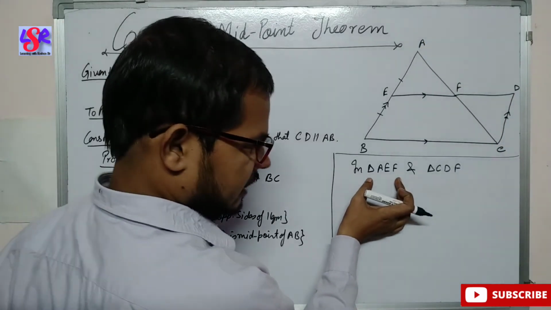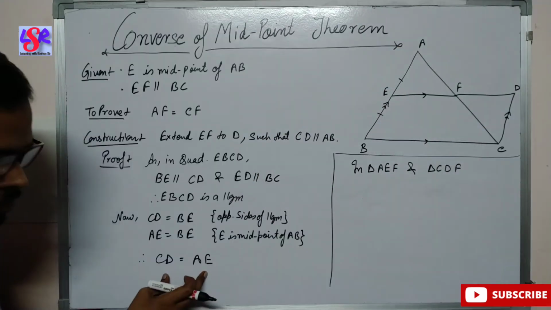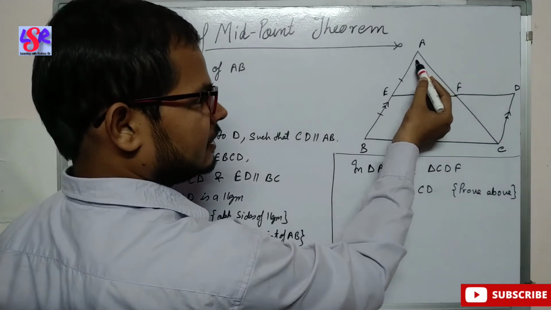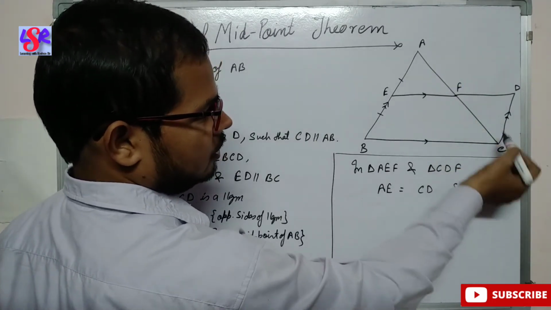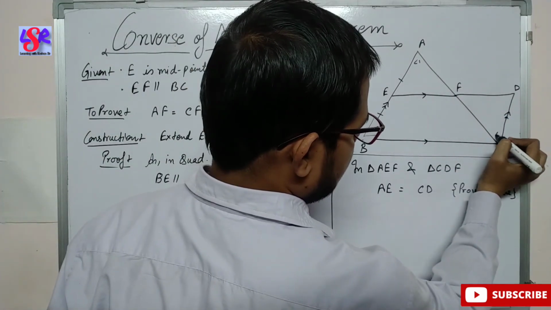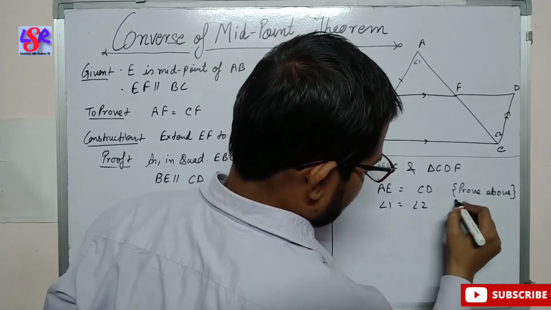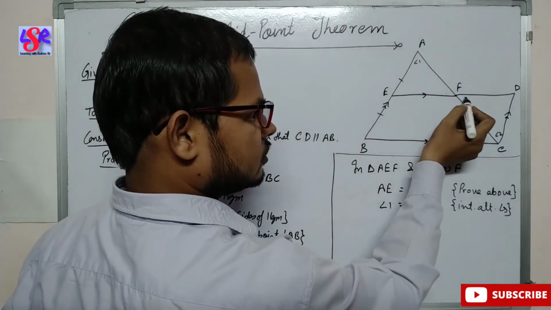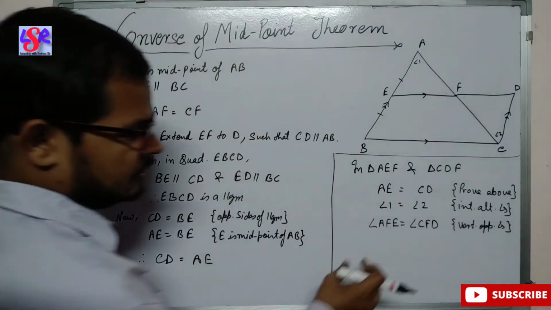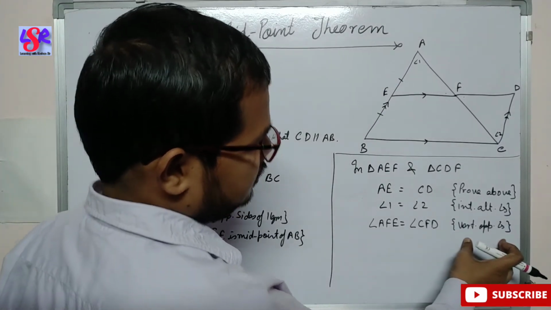Now in triangle AEF and triangle CDF, we have AE equal to CD, just proved over here. Then we can show this angle equals this one as interior alternate angles. Let this one be angle 1 and this one be angle 2. So angle 1 equals angle 2, interior alternate angles, and this angle will be equal to this one as vertically opposite angles. That is, angle AFE equals angle CFD by vertically opposite angles.